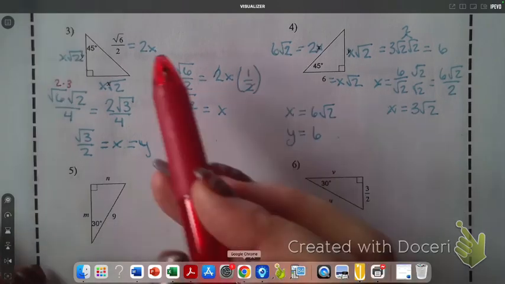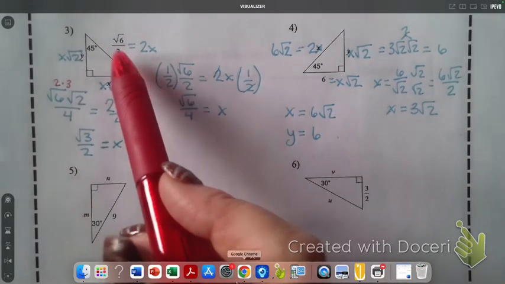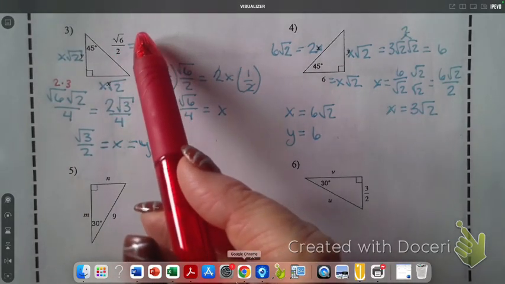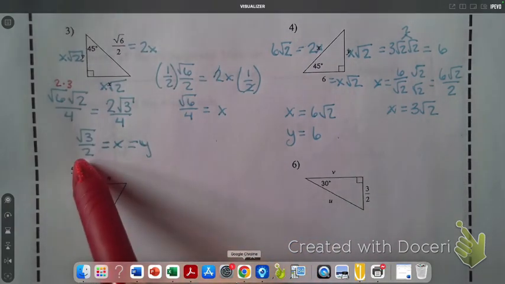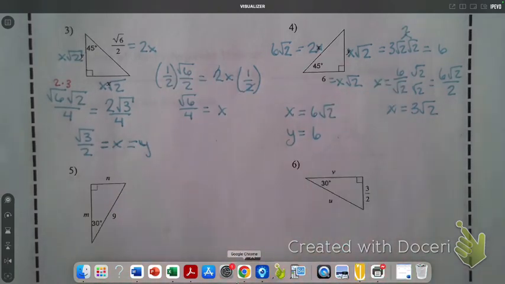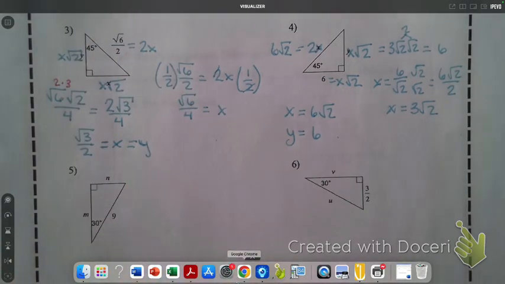And this one, actually, if you set it up that way with the square root of 2, the other way works easier too. Because you'd have x square root of 2 immediately, and you would do this right away. And then you would be able to plug it in. Or you divide by the square root of 2 and you have the square root of 3 in the numerator. So, questions on those before we do the 30, 60, 90s?